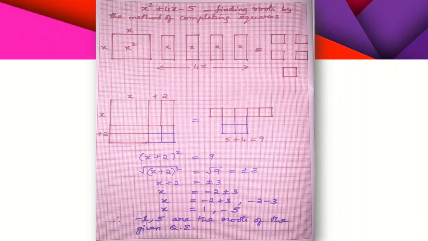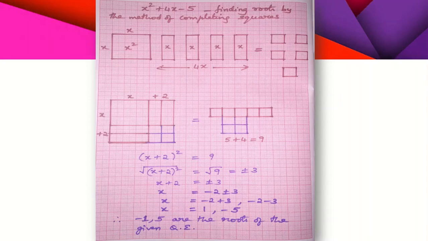In order to complete this square, we need 4 unit squares. So we need to add 4 unit squares. If we add 4 unit squares on the LHS, the same 4 unit squares should also be added on the RHS in order to balance the equation.